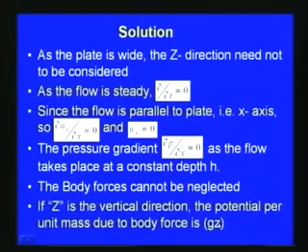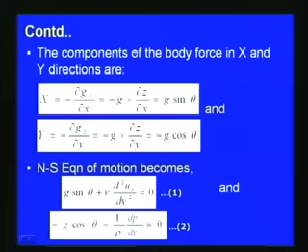So, with respect to this figure, the potential per unit mass due to body force is gz, and then finally the components of the body force in x and y direction: the body force in x direction is minus del gz by del x. That can be written as minus g, the acceleration due to gravity, del z by del x, which is equal to g sin theta, and in y it is minus del gz by del y, which is equal to minus g cos theta.